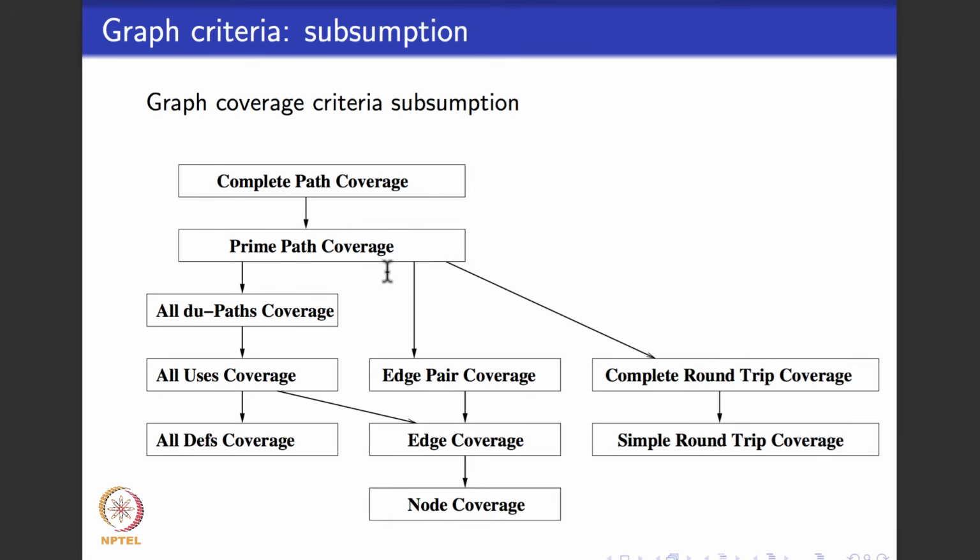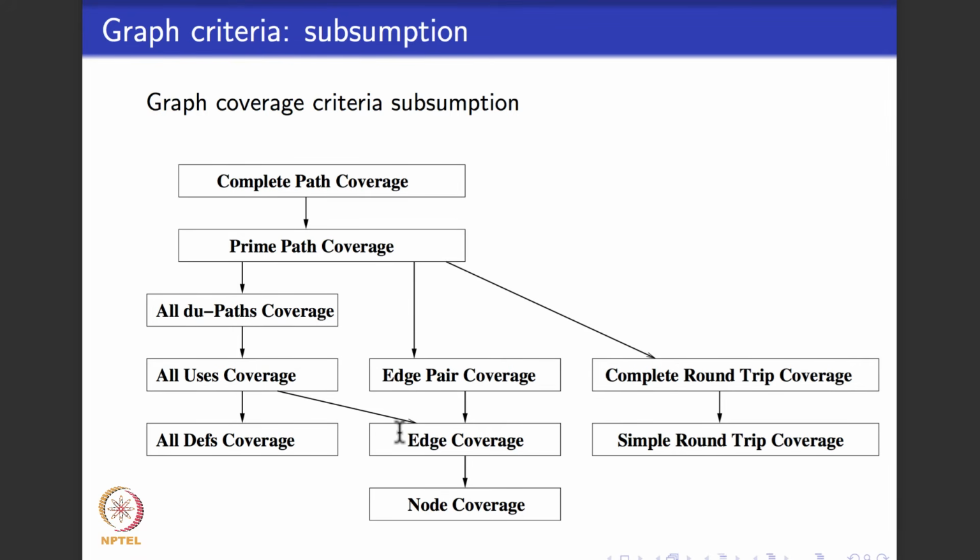On this left hand side that I'm tracing out here with my mouse, this part, which begins at complete path coverage, prime path coverage, goes on to edge pair, edge, and node, and these round trip coverage criteria, was purely related to structural coverage criteria. These three were the data flow coverage criteria subsumption that we saw now.